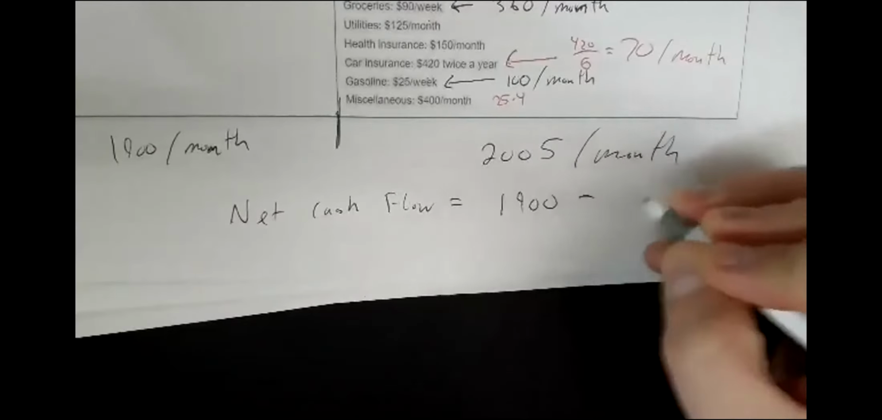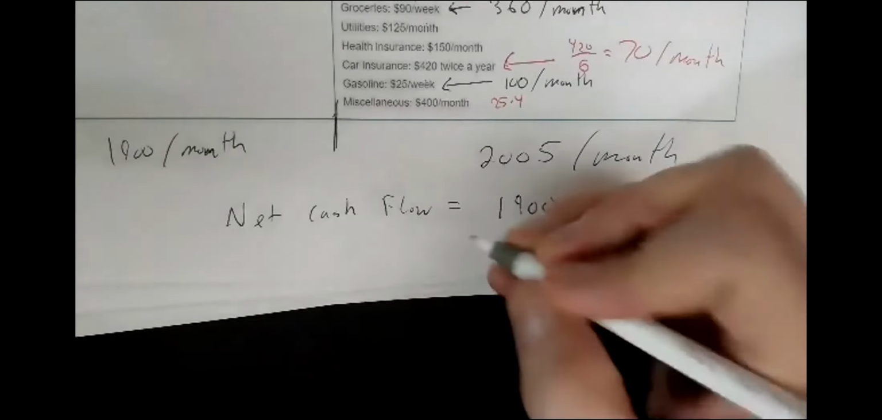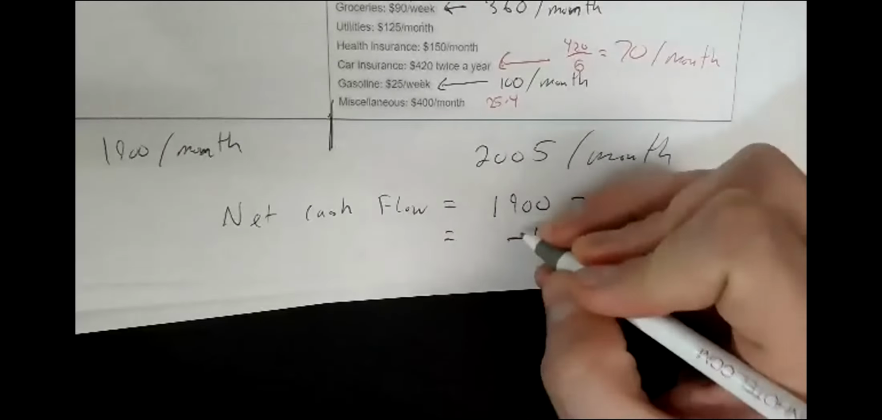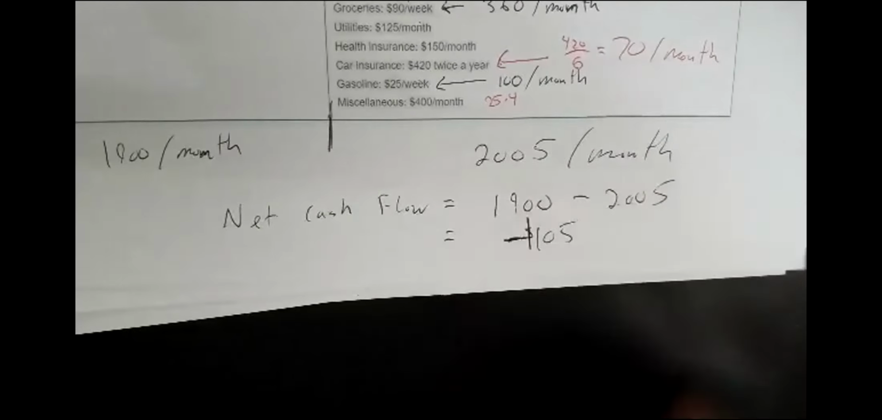Income is 1,900 minus 2,005. So right away, if I write it like this, I don't know what that number is, but if you're spending more than you're taking in, that's a pretty good indicator you're going to be negative, right? All right, so if we do this, we should be getting a negative 105. I'm talking about dollars.